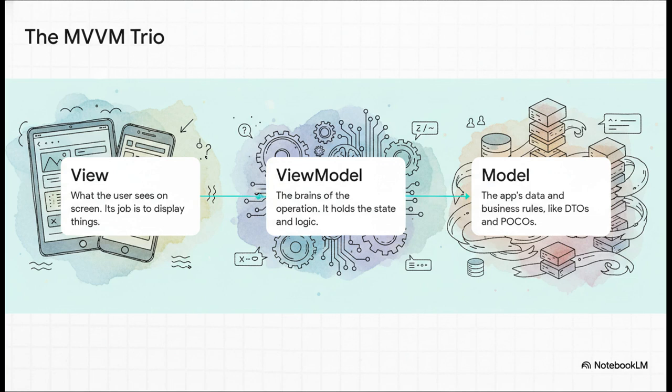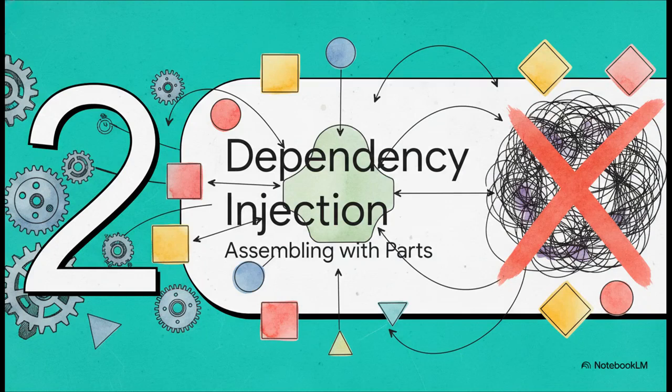So let's break it down real simple. The view, that's just what's on the screen. The buttons, the images, the layout. The view model, that's the brains of the operation. It holds all the data and the commands that the view needs to function. And the model, well, that's just the raw data and the business rules, often just simple data objects. You might hear them called DTOs or POGOs. Each part has one clear job to do. That's it.